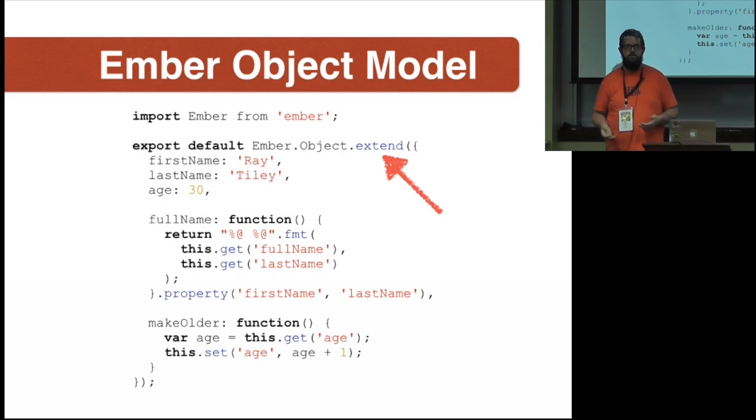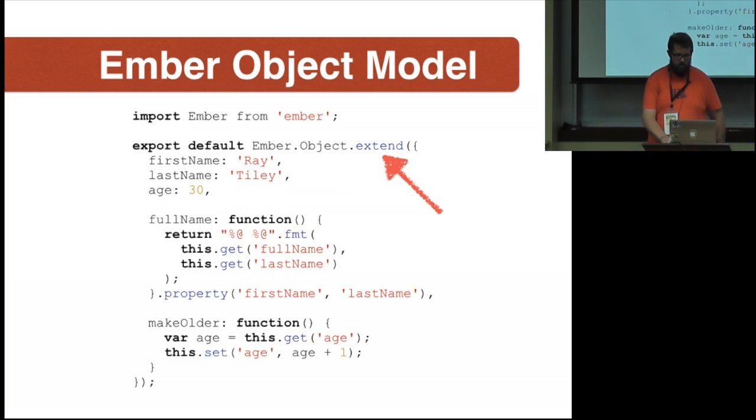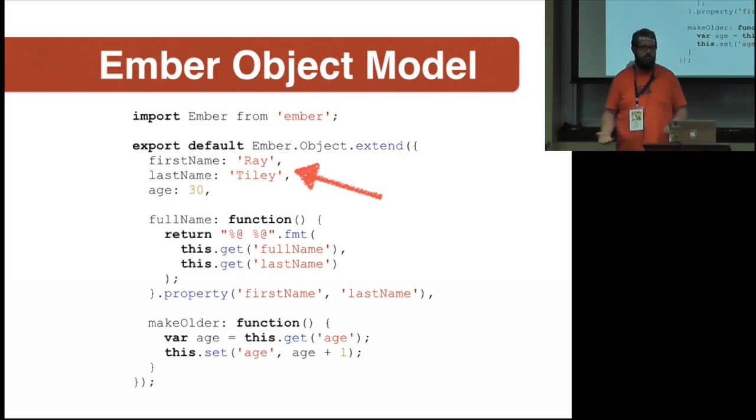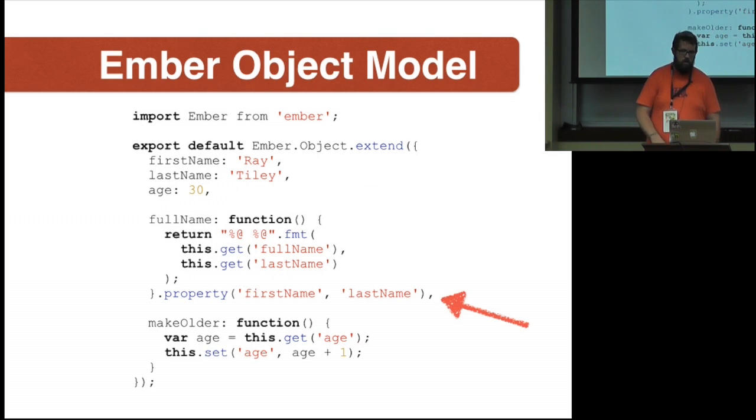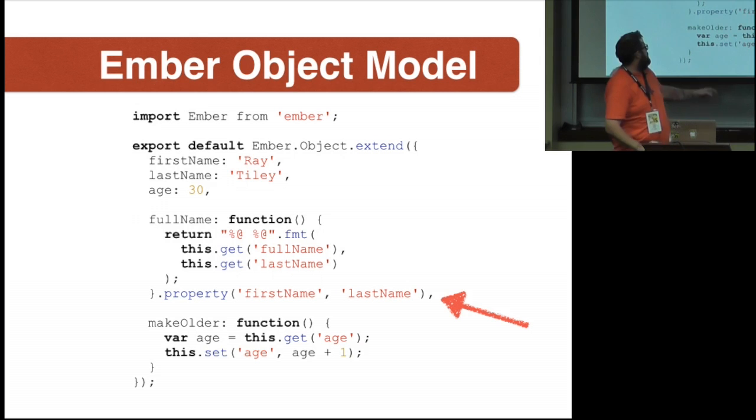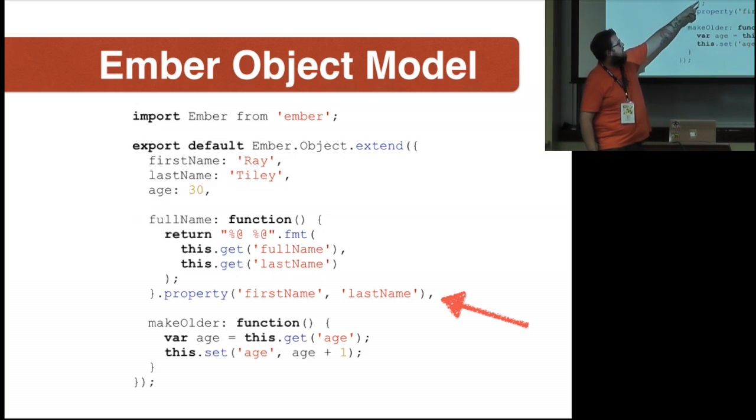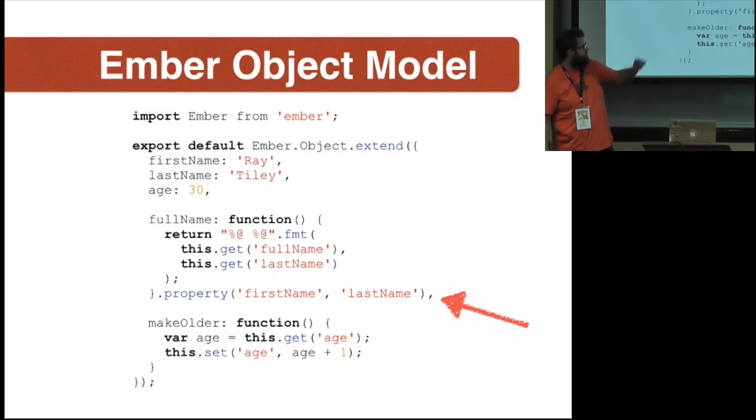We can extend Ember object and create our own object. We can just define some properties on those. And then Ember uses computed properties heavily. All a computed property is, you can see right here, we're just extending a function. Ember extends the prototype of it.